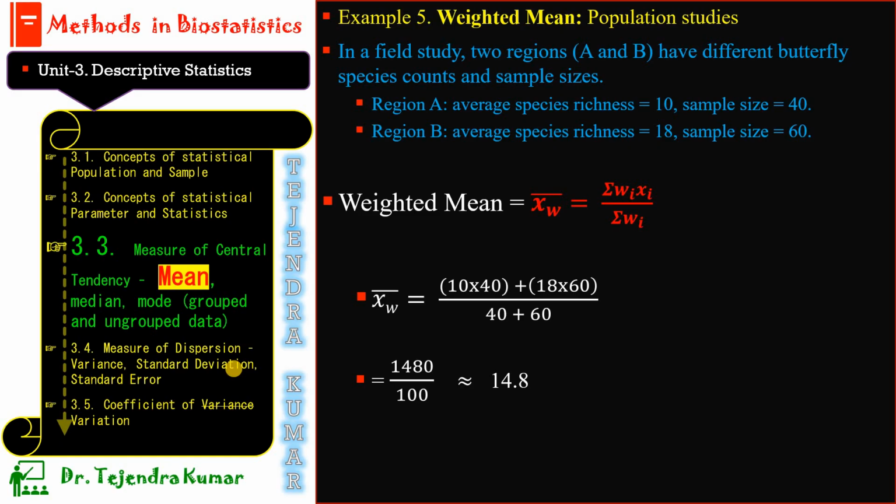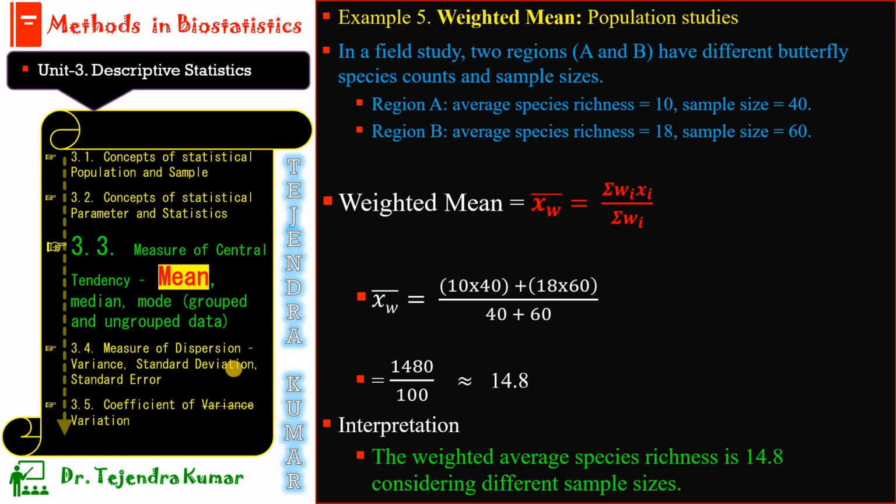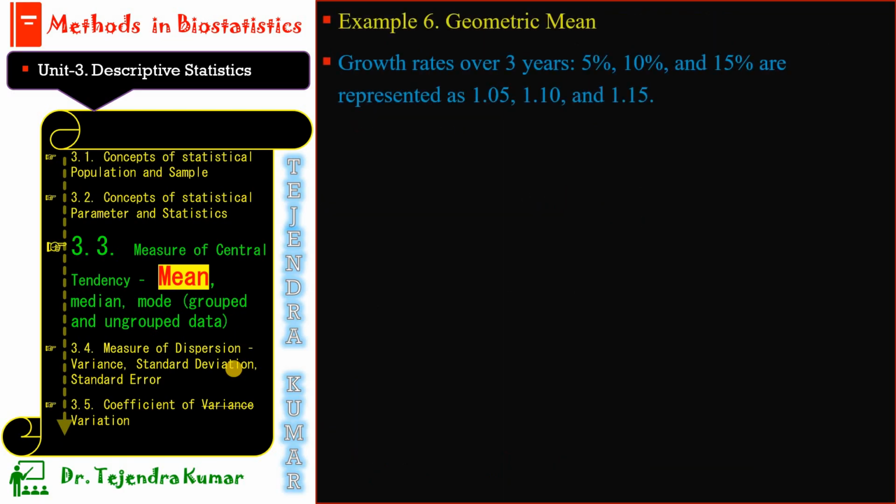So in that case you will get multiplication of weight with their diet, okay, or number of rats with their diets. Supposedly you are giving the different amount of food to the different numbers of animals, then this could be the best option to calculate. So in that case, get the weighted mean, multiply their values and get the answer. Interpretation. The weighted average species richness is 14.8 considering different sample sizes.